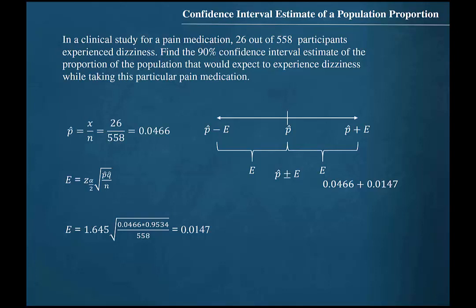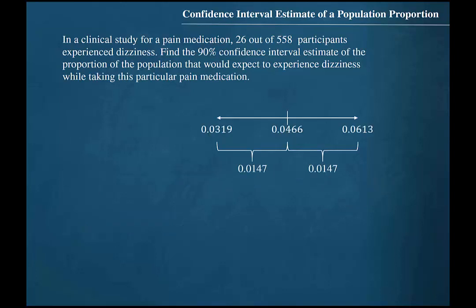Adding that to the sample proportion gives us a right endpoint of 0.0613. Subtracting the margin of error from the sample proportion gives us a left endpoint of 0.0319. So we now have an interval that spans from 0.0319 to 0.0613 that we can use as an estimate for the population proportion.